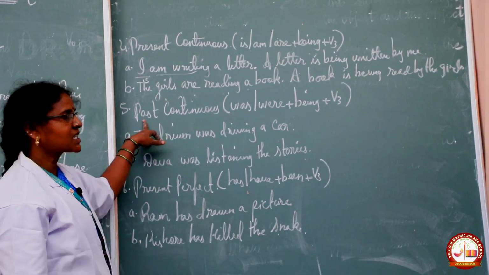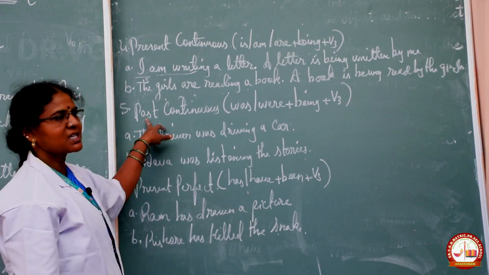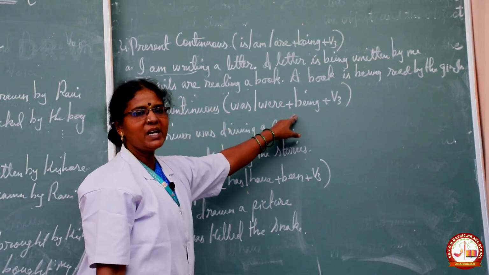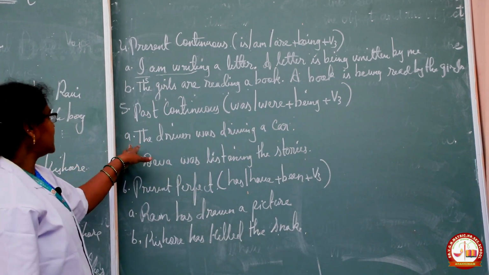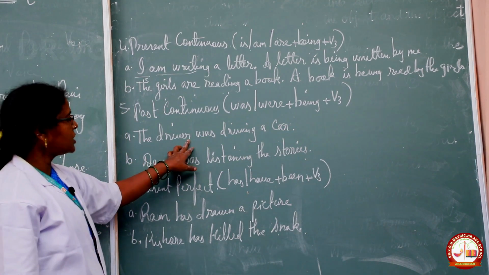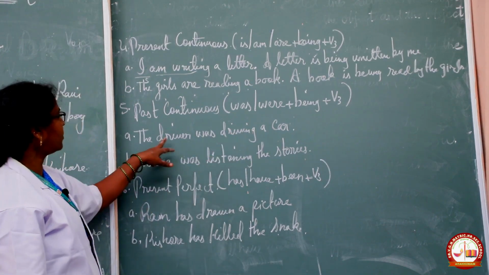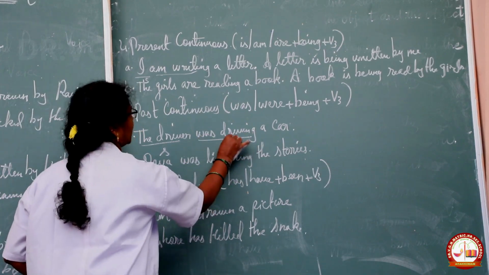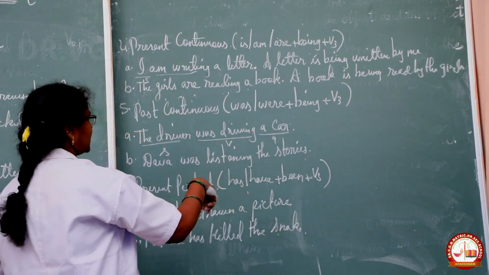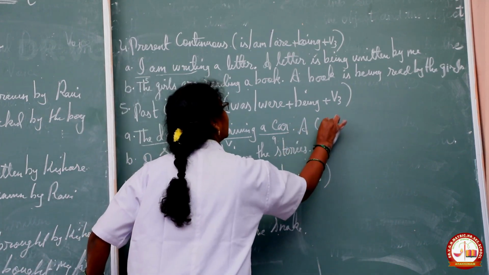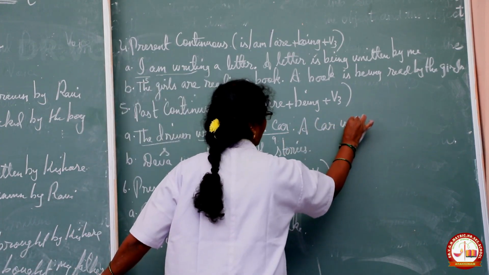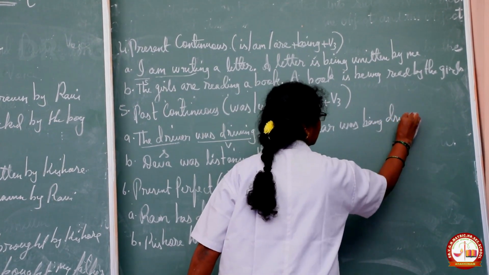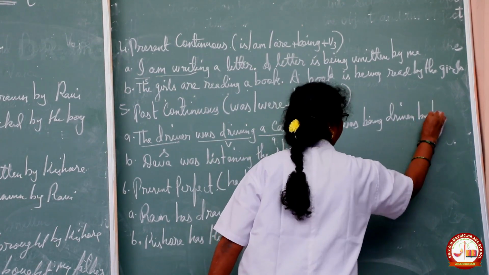Now we see the past continuous tense. So what is the past continuous tense format? Was / were plus being plus V3. See here the example. The driver was driving a car. So the driver is the subject, was driving is the verb, a car is the object. So what is the format for this? A car was being driven by the driver.